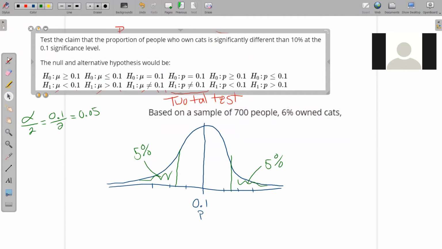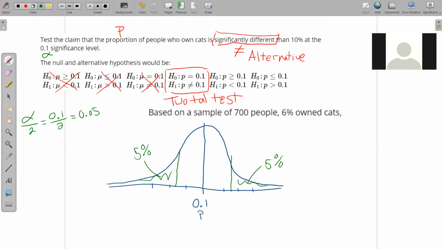So what are they telling me here? Let's stick with green maybe. So this right here, that 6%, that's what we call P prime or P hat. That's the sample proportion.